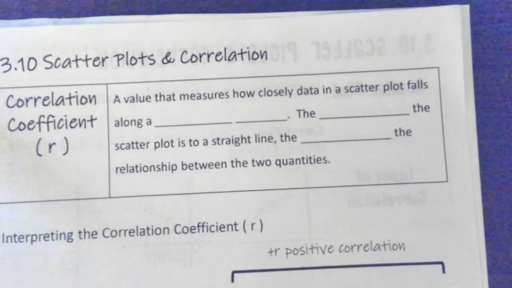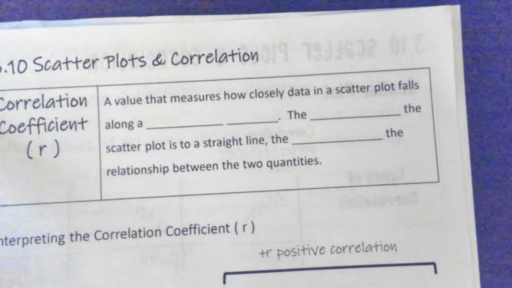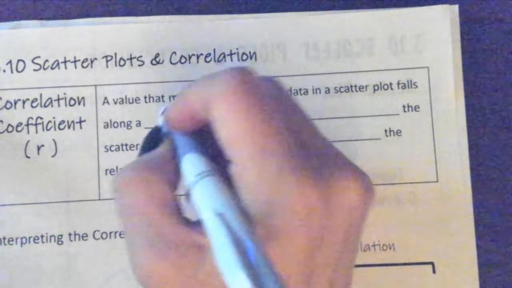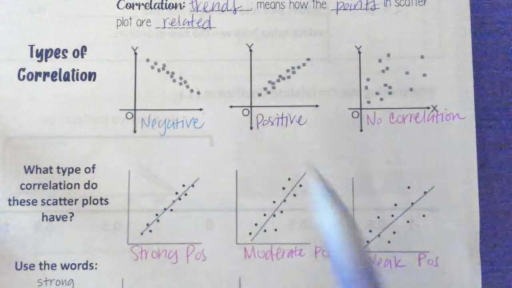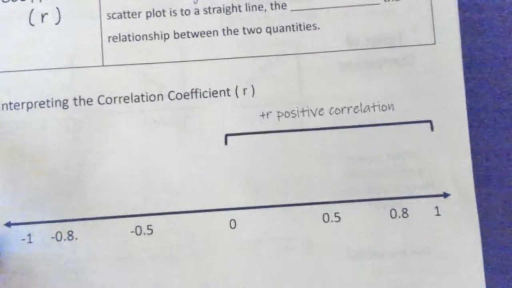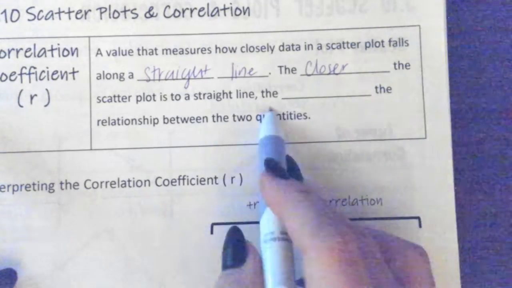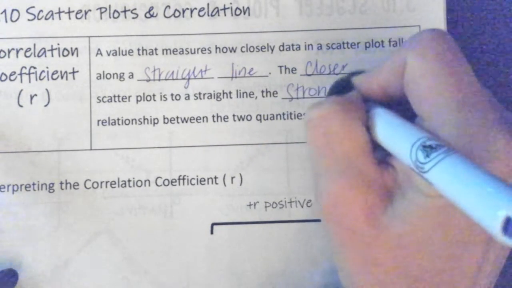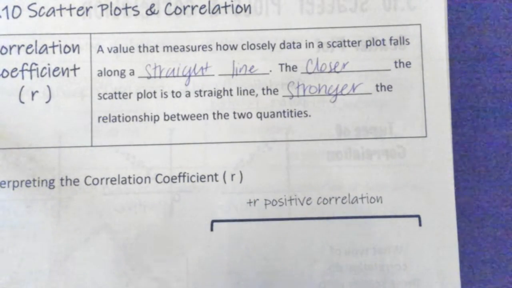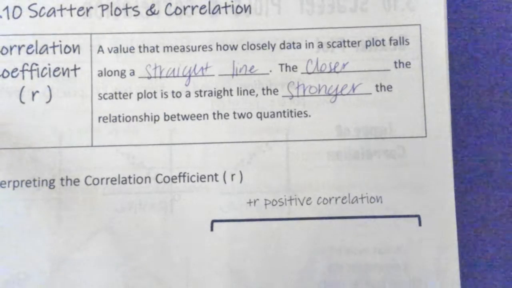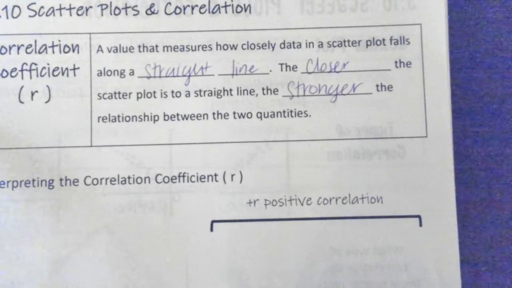We also have something called a correlation coefficient, and this is the value that measures how closely data in a scatter plot falls along a straight line. So these lines were already drawn on here for us. So our correlation coefficient tells us that the closer the scatter plot is to the straight line, the stronger the relationship between the two quantities.